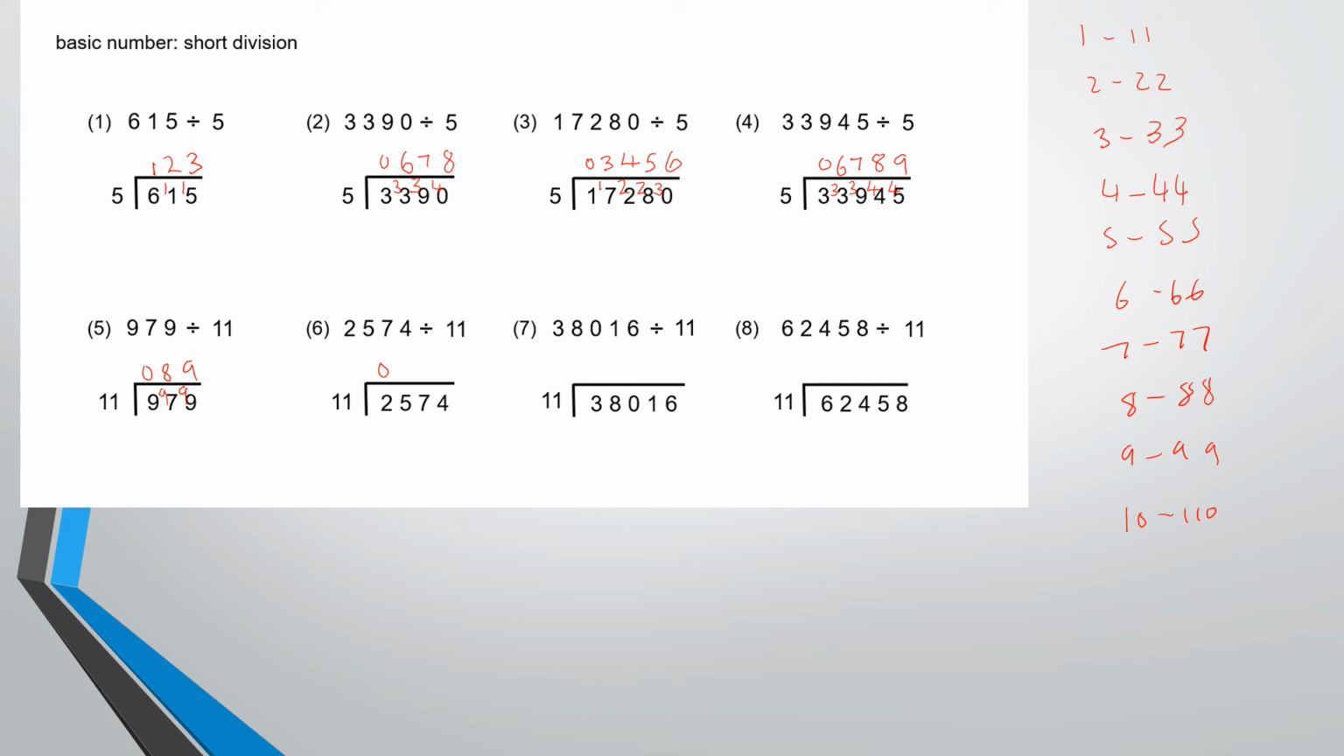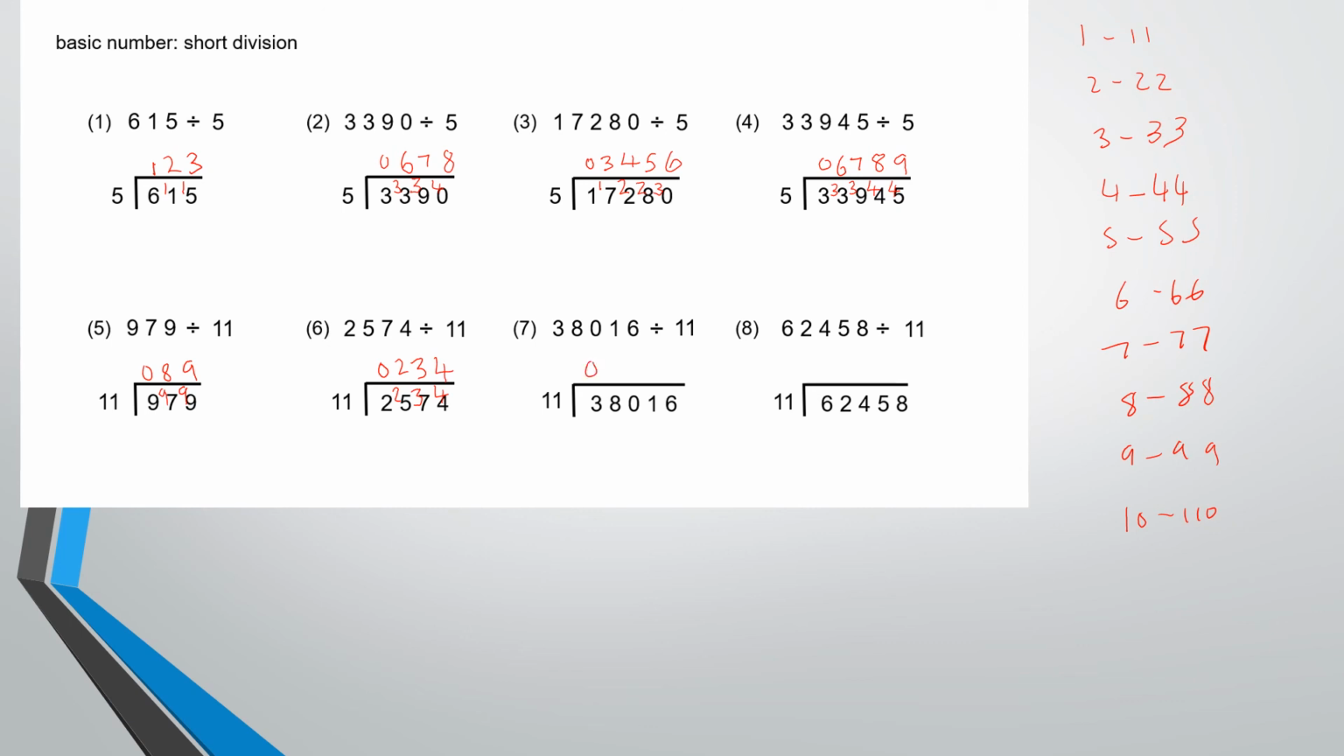Okay, 11 won't go into 2, so carry the 2 over. We're looking for 11 into 25, which we're going to put as 2 with 3 left over. 11 into 37 is 3 with 4 left over, and 11 into 44 is 4.